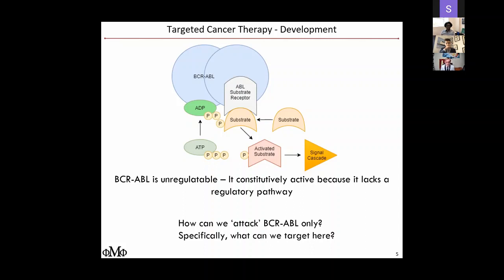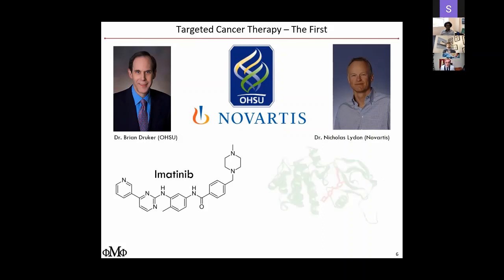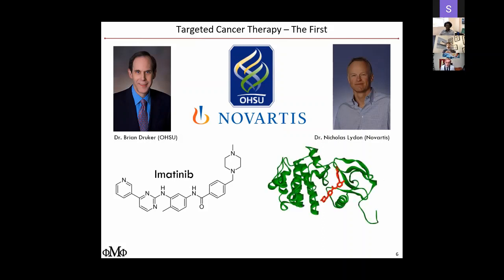This question was proposed over 20 years ago and was answered by Dr. Brian Druker and Dr. Nicholas Lydon, and they came up with imatinib, the first targeted cancer therapy. This very small molecule goes into BCR-ABL, specifically on the ABL side of it, and blocks ATP from binding.